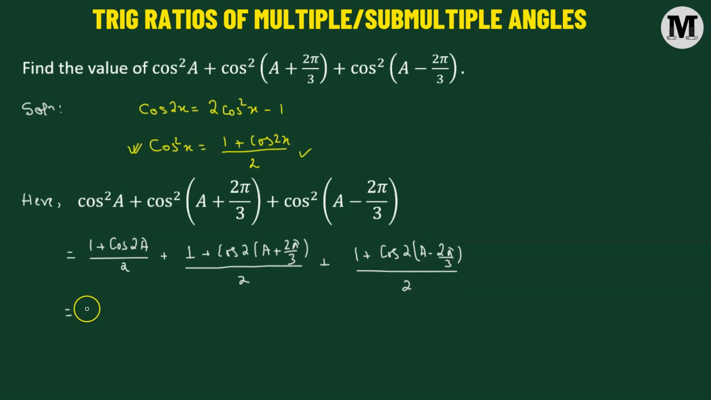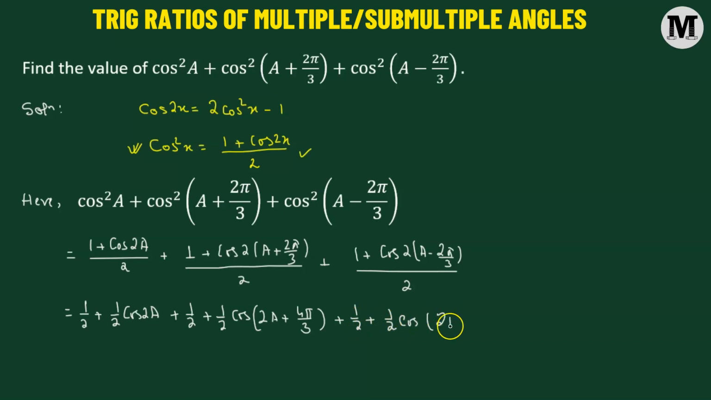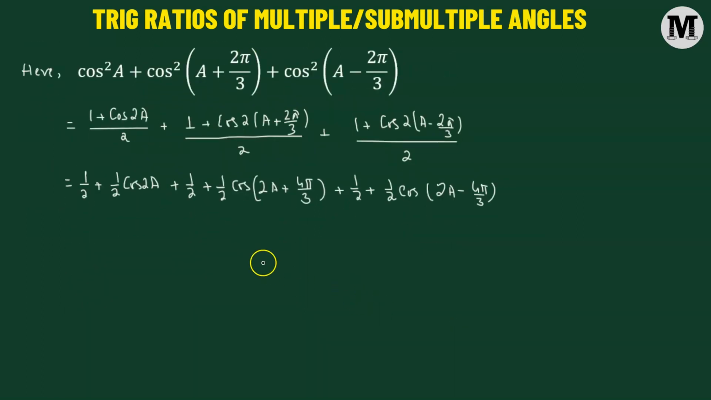Let's further simplify. So here we have half added to half times cosine of angle 2a, plus half added to half times cosine of, now we multiply 2 with (a plus 2 pi over 3) to get cosine of (2a plus 4 pi over 3). Then we have half added to half multiplied to cosine of angle (2a minus 4 pi over 3). Okay, so here half is appearing thrice, so we add them to get 3 over 2, plus we have half cosine of angle 2a.